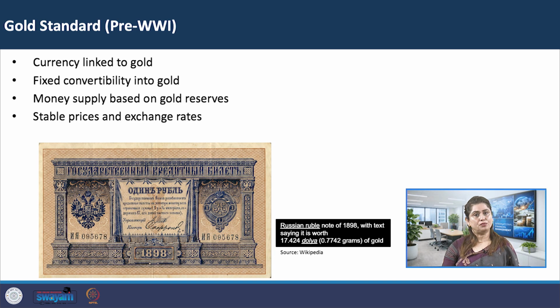Before the First World War, most countries in the world were following something called the gold standard. Under this system, each country's currency was directly linked to gold. This meant that if you had currency, you could convert it into a fixed amount of gold. Because of this, the supply of money in the economy was limited by how much gold a country could have. As a result, prices remained stable and international trade became easier because exchange rates were fixed.